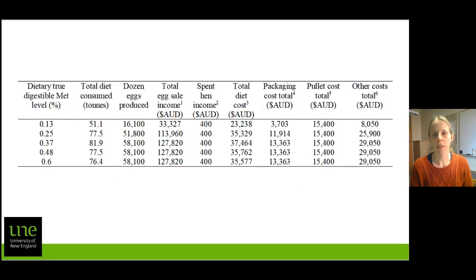We calculated what these costs would be for each methionine level using the industry data and prices as a guide. Again, you can see that the same amount of eggs is predicted to be produced between the 0.6 and 0.48 dietary methionine levels. However, due to the reduced intake resulting from the improved efficiency of the birds at the 0.6% dietary methionine level, their overall diet cost is less, despite the diet itself costing $4 per tonne more.